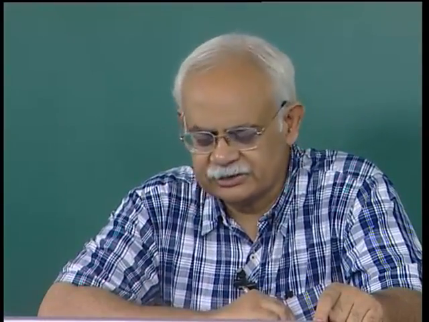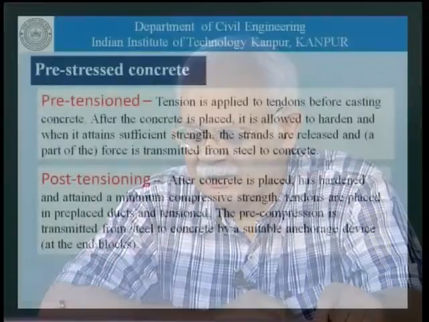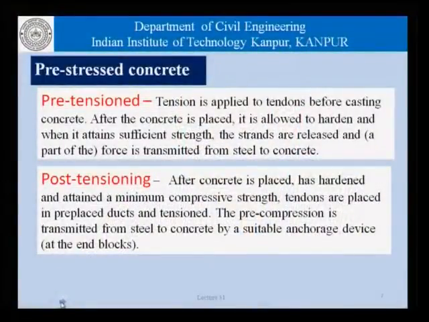Coming to post tension systems, in this case, after the concrete is placed, it has hardened and has attained a minimum compressive strength, tendons are placed in pre-placed ducts and tensioned. So, basically the ducts are already in place at the time when the concrete is cast. The pre-compression is transmitted from the steel to concrete by a suitable anchorage device at the end blocks. So, this is the principle of post tensioned concrete.